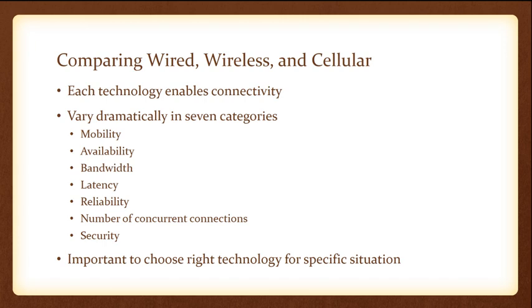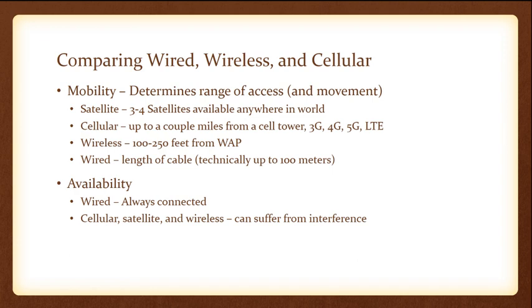So the first category I want to talk about is mobility. Mobility determines the range of access, or basically how far can you travel and still access the network resources. Now, going from best to worst, satellite is the best. Now, when we're talking about mobility, you're trying to figure out how far can you go and still have access to this type of connection.